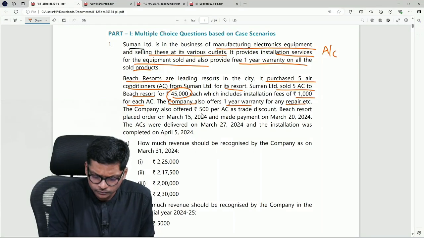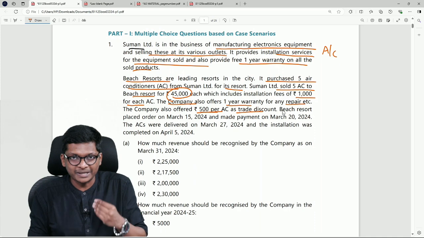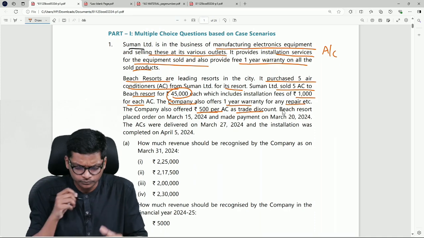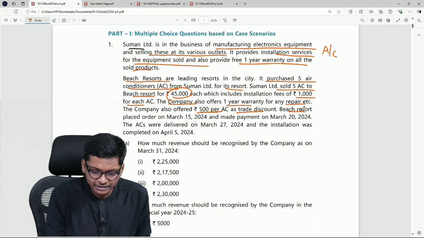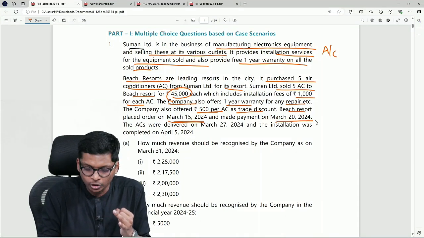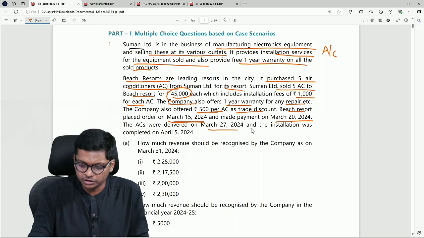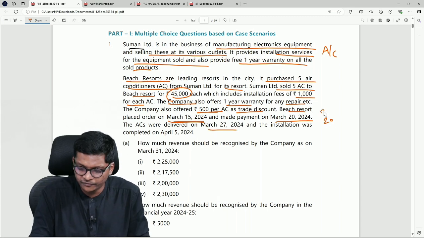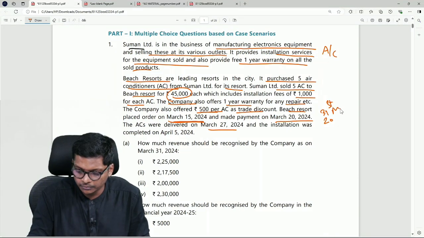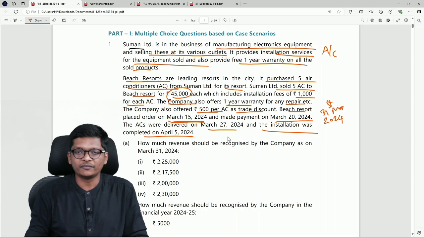Company also offered 500 rupees per AC as a trade discount, because you are purchasing in bulk, they are giving some discount. Beach Resort placed order on 15th of March, perfect. Made payment on 20th of March, perfect. And delivered on 27th of March. So everything is happening before 31st March 2024 and the installation was completed on 5th April.